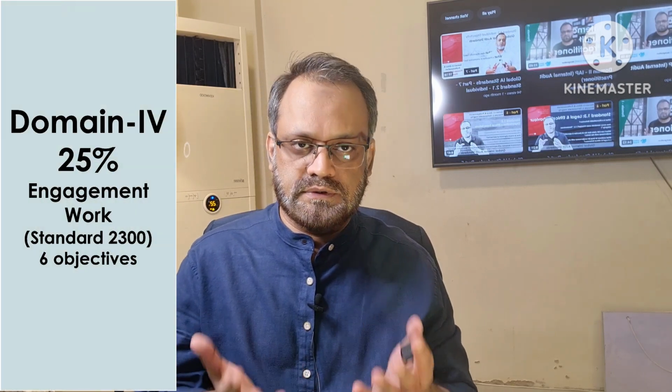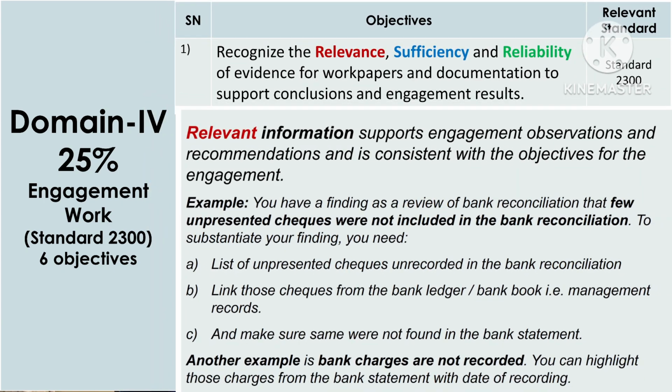From the first objective, let's understand the definition of relevant information. Relevant information supports engagement observations and recommendations and is consistent with the objective for the engagement. For example, if you have a finding in a review of bank reconciliation that a few unpresented checks were not included in the bank reconciliation, to substantiate your finding, you need a list of unpresented checks unrecorded in the bank reconciliation.